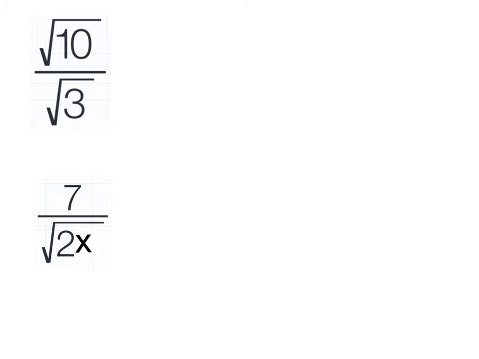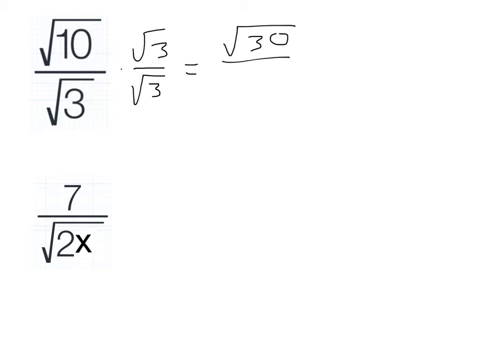All right, let's see what we do. Because it's just a simple denominator, I'm going to multiply by the square root of 3 over the square root of 3. My numerator becomes the square root of that product, which is 10 times 3, which is 30. And then the square root of 3 times the square root of 3 is just the square root of 9.